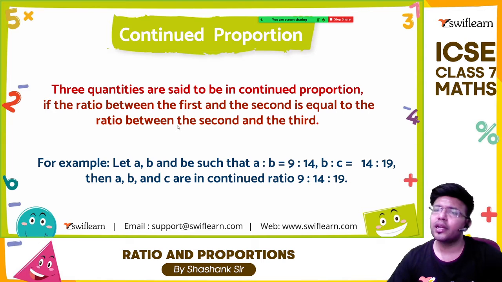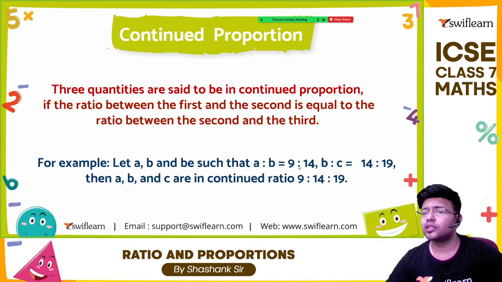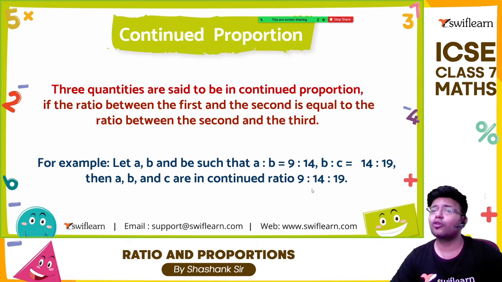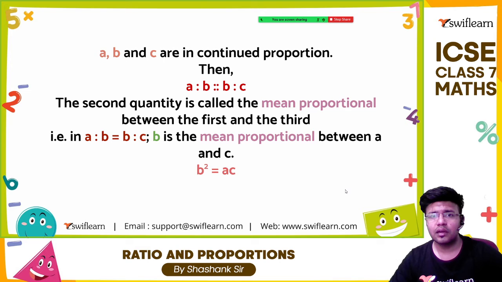Now let us learn continued proportion. Three quantities are said to be in continued proportion if the ratio between the first and second is equal to the ratio between the second and third. For example, A is to B is 9 is to 14, B is to C is 14 is to 9. Then we can say A, B, C are in the continued ratio of 9 is to 14 is to 9. A is to B as B is to C. This we can say A, B, C are in continued proportion and we can write like this.